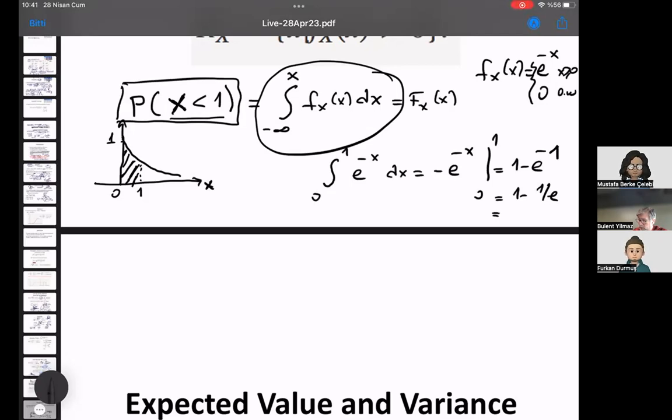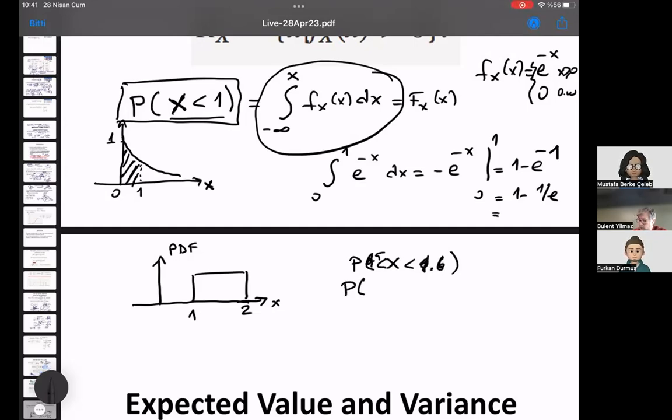For example, if I have a uniform distribution between 1 and 2, okay, this is my PDF. And I want you to find out the probability of x between 1.5 and 1.6. Probability of my random variable between 1.5 and 1.6. How can I find that?